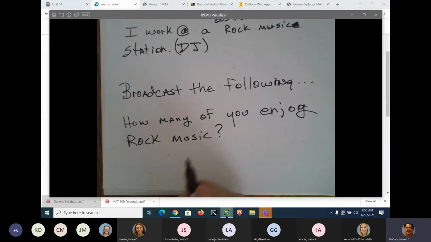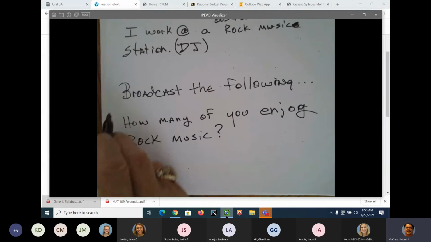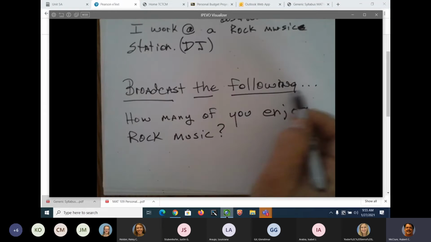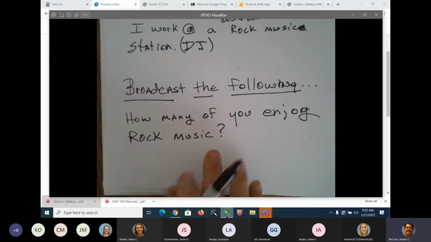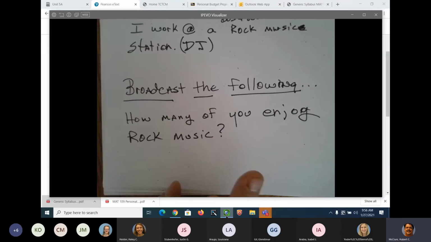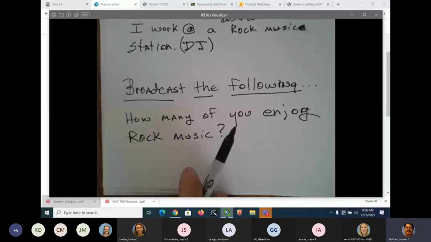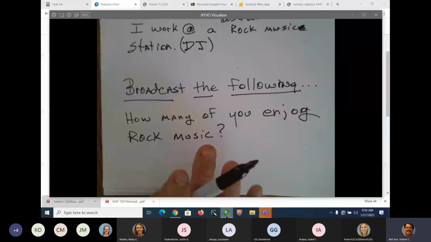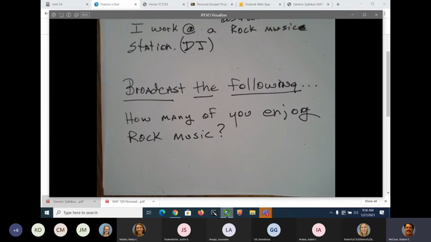Why is this? Well, first of all, is this a convenient sample? Yes or no? I'm working at a rock station, and I broadcast the following through my radio show. Is that convenient? Yes. No matter what the question is, I could say, how many of you like ham sandwiches? It's convenient because I have an avenue or a machine or a vehicle to ask a question to a lot of people.